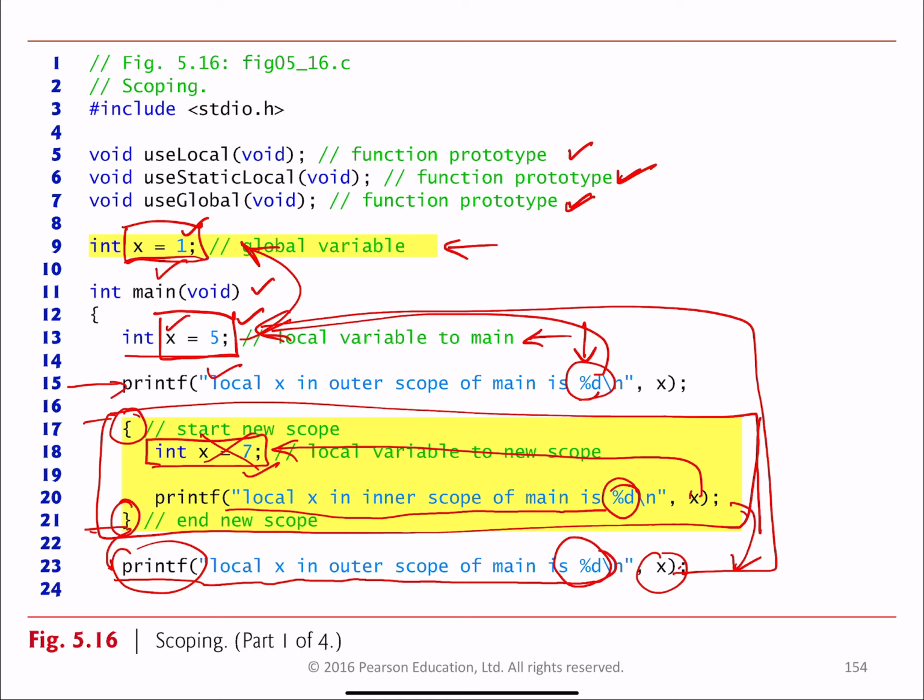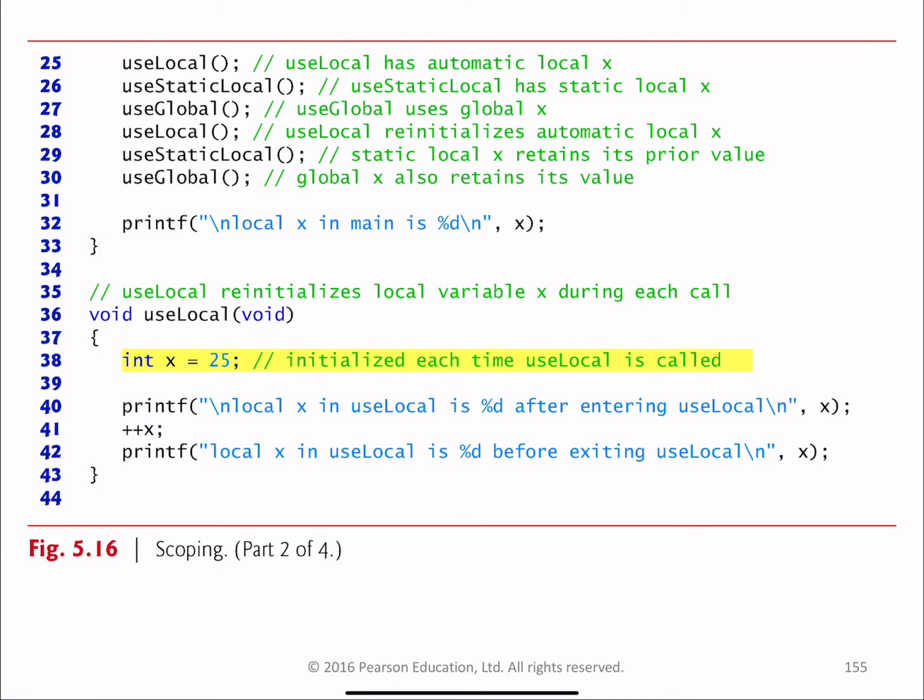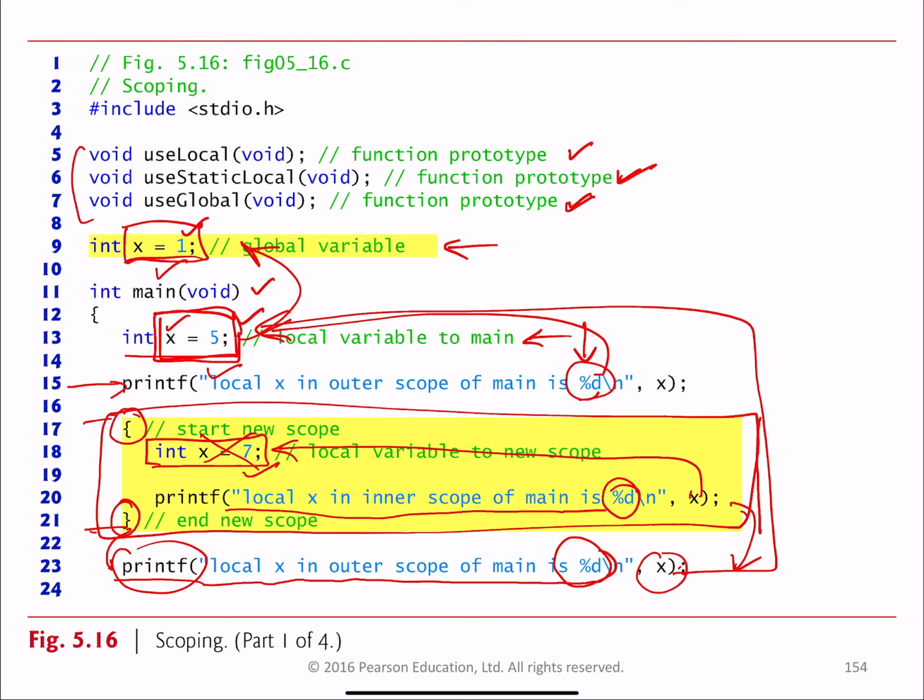Let's now try these other functions over here. I'm going to call useLocal, useStaticLocal, then useGlobal, useLocal, useStaticLocal, and useGlobal again. And finally, to demonstrate again, I'm going to print out local x in main. Local x in main is, which x is that going to be? That is again going to be the value of x equal to 5.